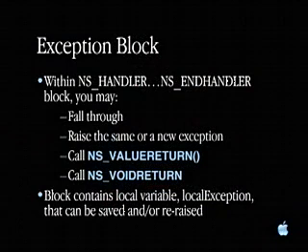Now, once you get into this exception handling context, when an exception was raised, there are four ways you can get out. One is you can just fall through to the end, just keep going as if nothing happened. Or you can re-raise the exception that was raised, just send it on. Or maybe you have a new exception you want to raise that covers that. Or you can exit the method altogether. There's an NS_VALUERETURN that's used if you're returning something from the method, or an NS_VOIDRETURN if the method returns void.